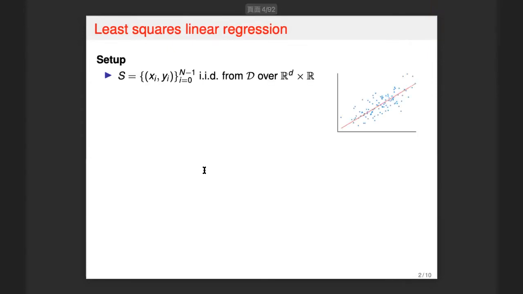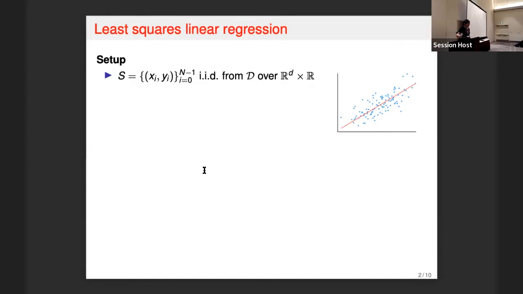So our setup looks like this. Yeah, it disappeared.